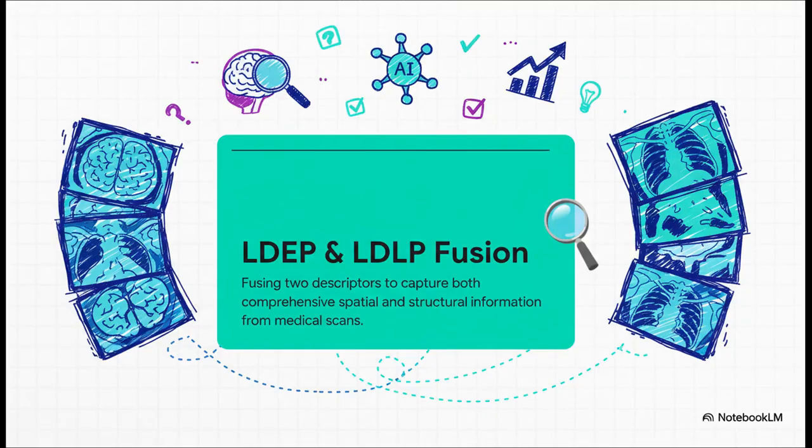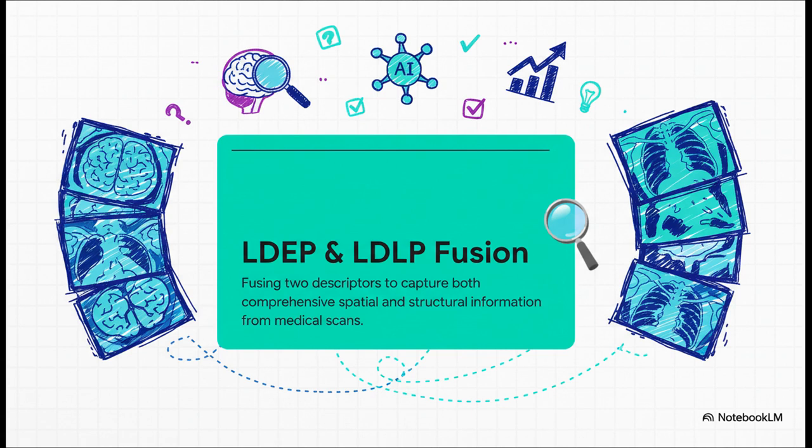So for that first step, describing the image, the system uses 2 different programs working together, one called LDFP and the other LDLP. Think of them like 2 artists sketching a portrait. The first one, LDFP, is amazing at drawing the major shapes and big structural lines. The other artist, LDLP, is a master of all the subtle textures and fainter patterns.